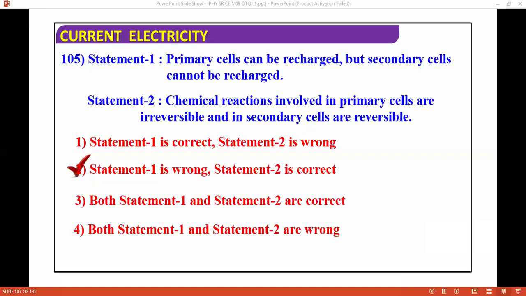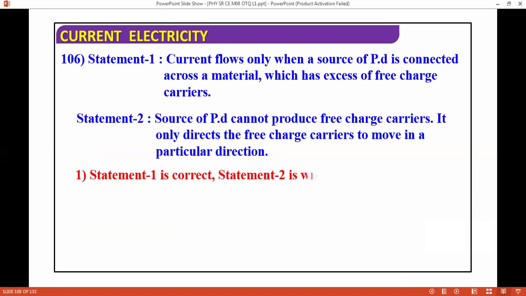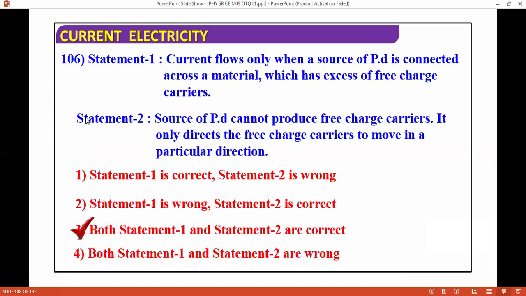The next question: current flows only when a source of potential difference is connected across a material which has an excess of free charge carriers. What is the answer? A source of potential difference cannot produce free charge carriers. It only directs the free charges to move in a flow. So the correct answer is true for that part. Current flows only when a source of potential difference is connected across a material, and which has an excess of free charge.